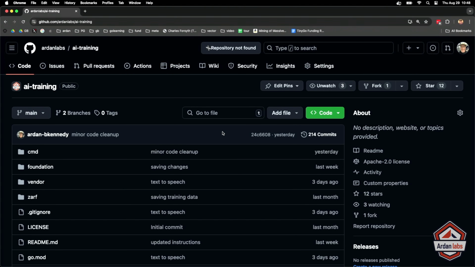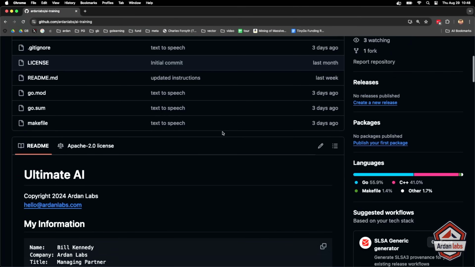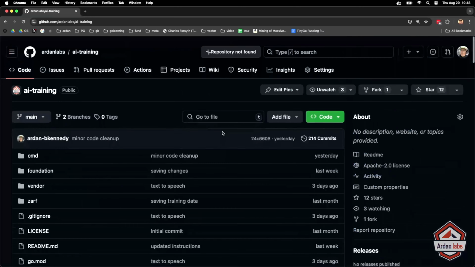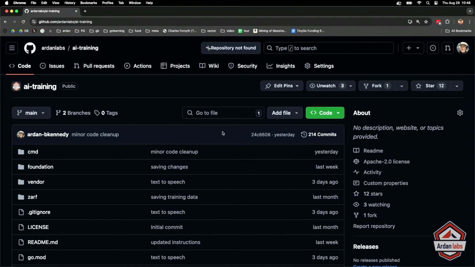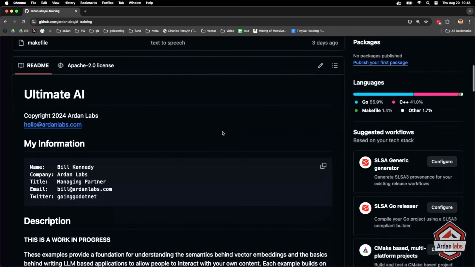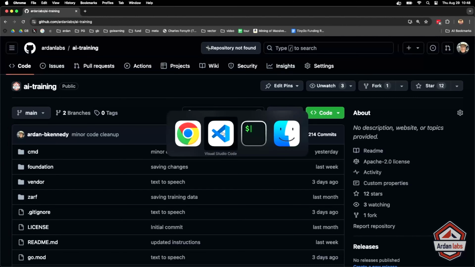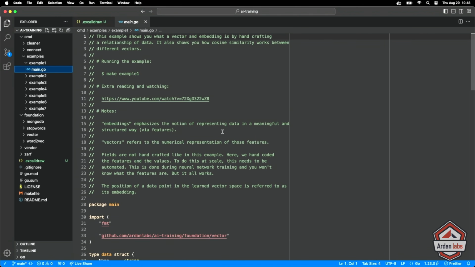This is the AI training repo. This is still a work in progress. There's things I'm moving out of here and all of that, but AI training from the Arden Labs GitHub. So you'll see this stuff here, and I've got that repo open already, and you'll see a folder with a set of examples. And we're going to start there with example one. The idea of example one is to really wrap our head around what a vector database is giving us, what a vector embedding is, and all these things.